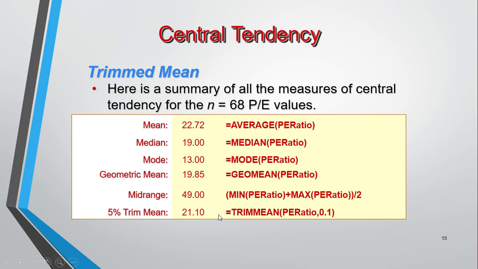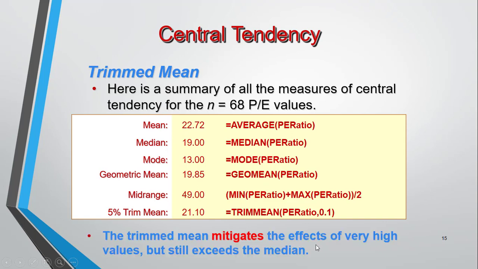Okay. You can see in this case, the trimmed mean, and median, and even geometric mean are not that much off. Okay. The trimmed mean mitigates the effect of very high values, but still exceeds the median in this case. Okay.